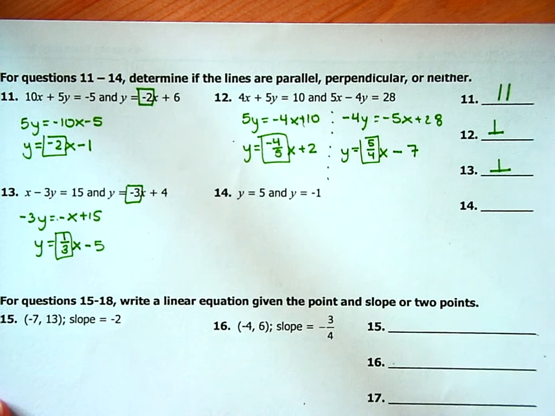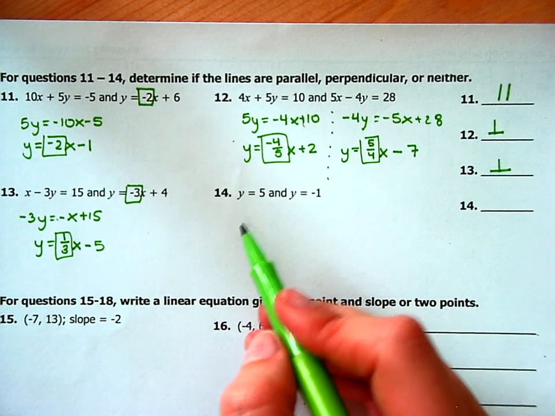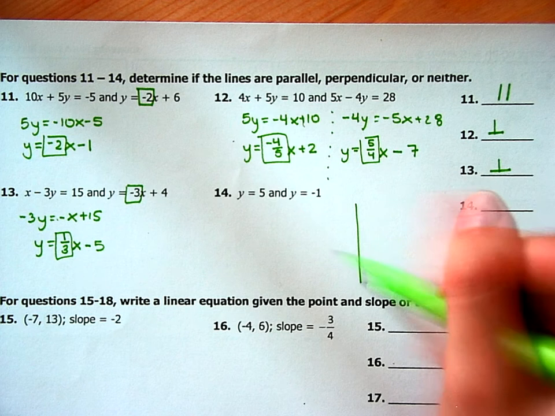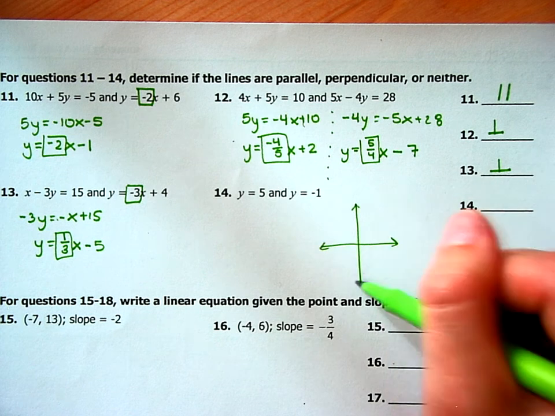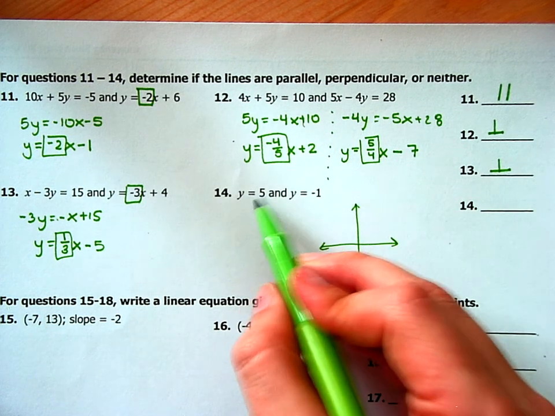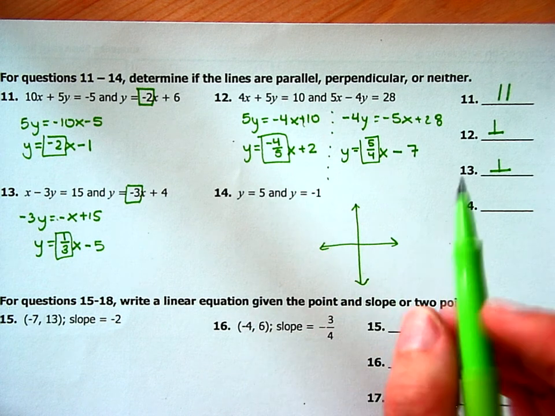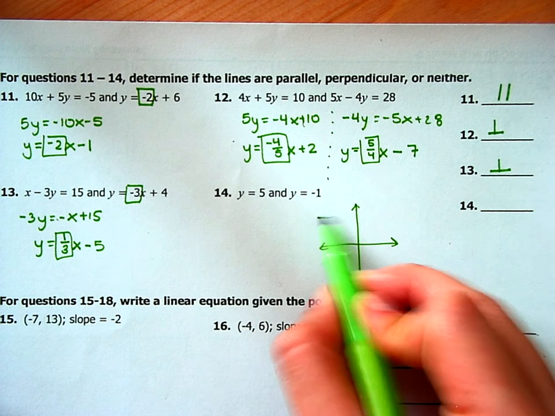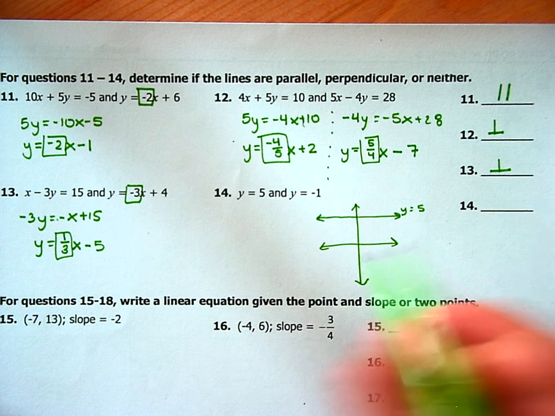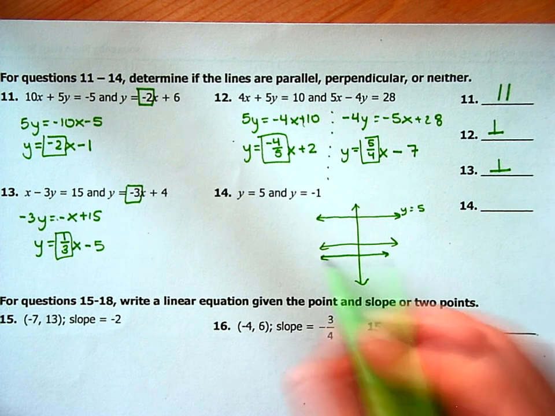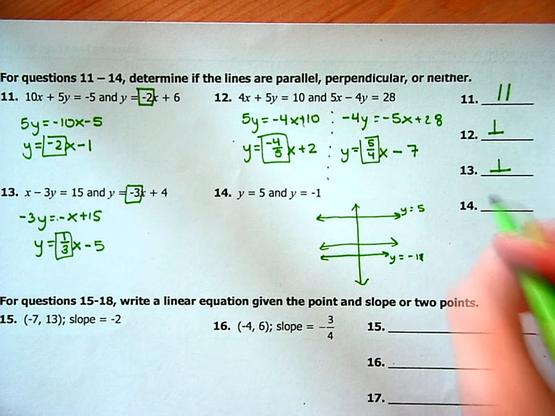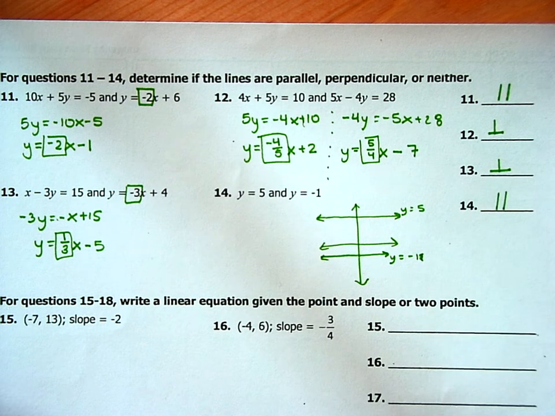All right, and then 14, well, we don't have to do any math here, but we can think about this visually. If I were to draw just a quick little x and y axis, and I'm just eyeballing where these lines would be. If I had the line y equals 5, well, that's a horizontal line at the value y equals 5. And then y equals negative 1 would be down here. So those are going to be parallel lines. Those are both horizontal lines.